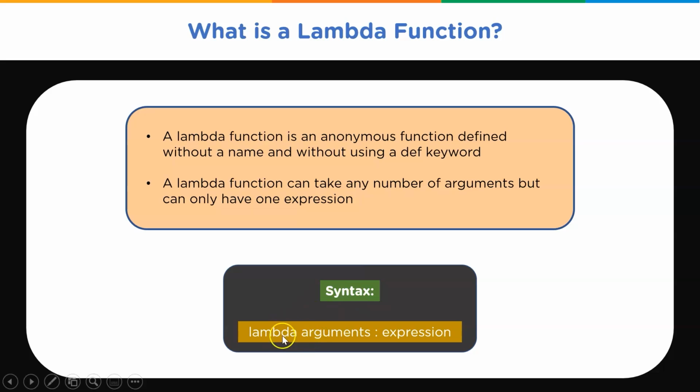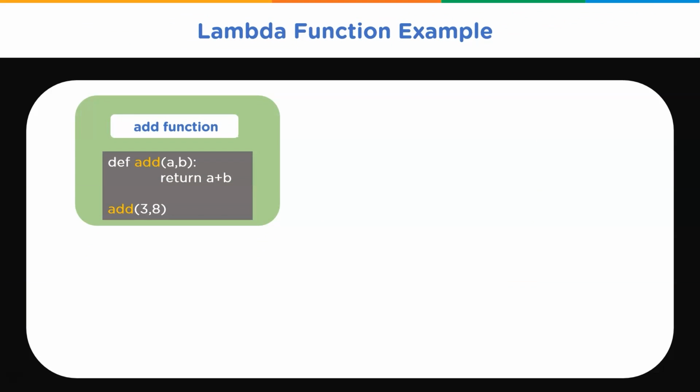So here we have the syntax for lambda function. We use the lambda keyword followed by the arguments, and then we have a colon. After that we have the expression that we want to evaluate. Cool. Now moving ahead, let's look at an example of using lambda function in Python.